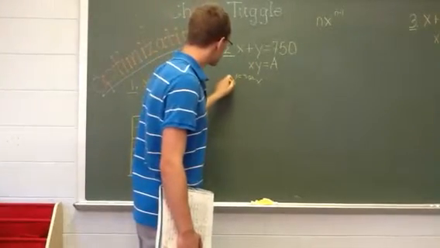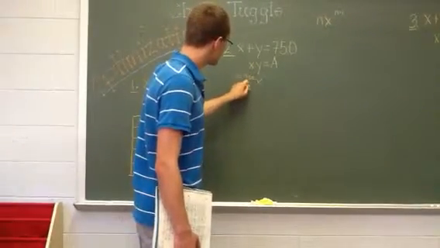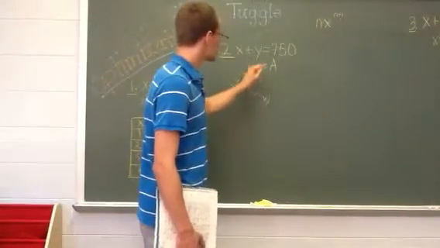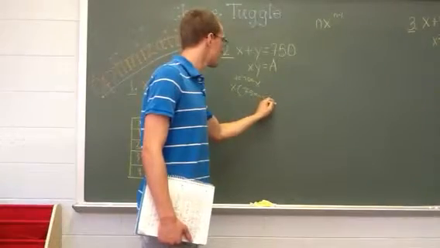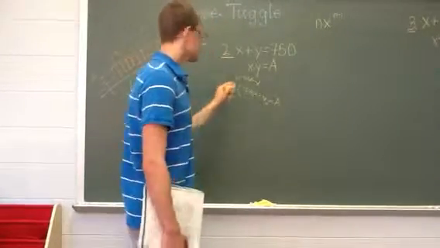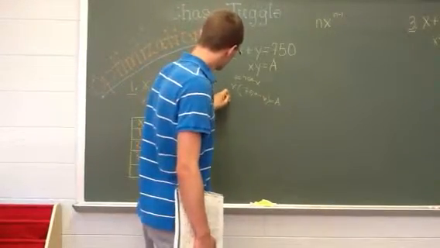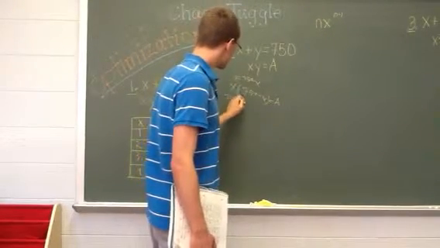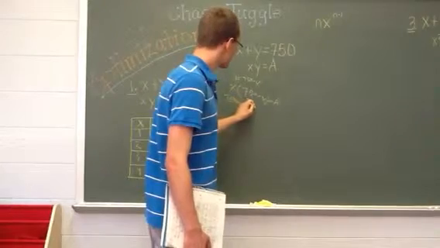From that, we plug that into here. So x times y, which is x times 750 minus x, equals the maximum. So that gives us 750x minus x squared gives us the maximum.